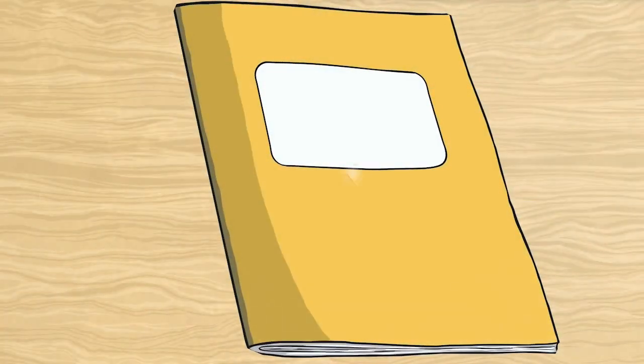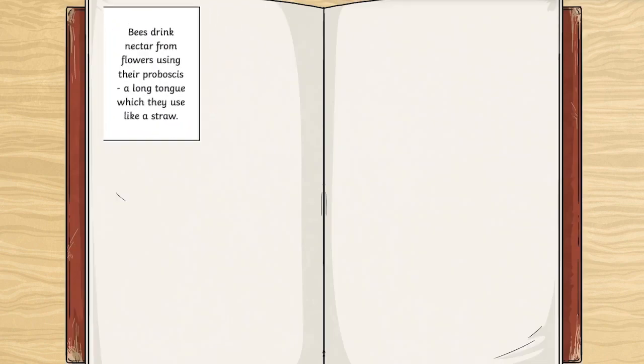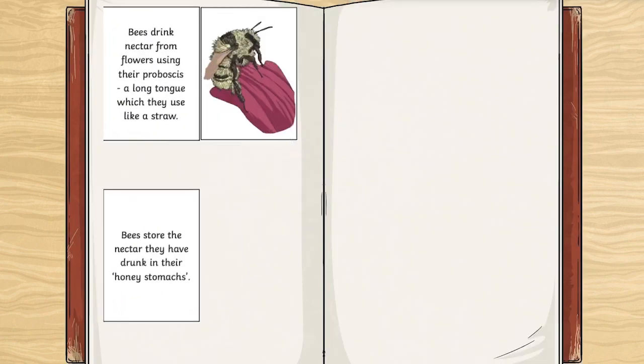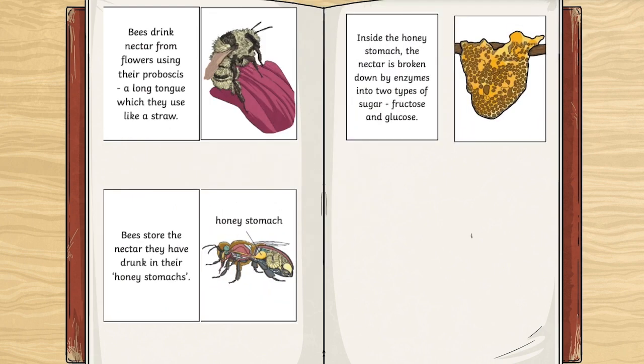To assess the knowledge of your children's learning, why not use our How Bees Make Honey mini book? This is a great way for children to consolidate their learning about the fascinating process involved in bees turning nectar into honey. I hope that this video has inspired you with the different ways to bring creativity into the topics that you are teaching.